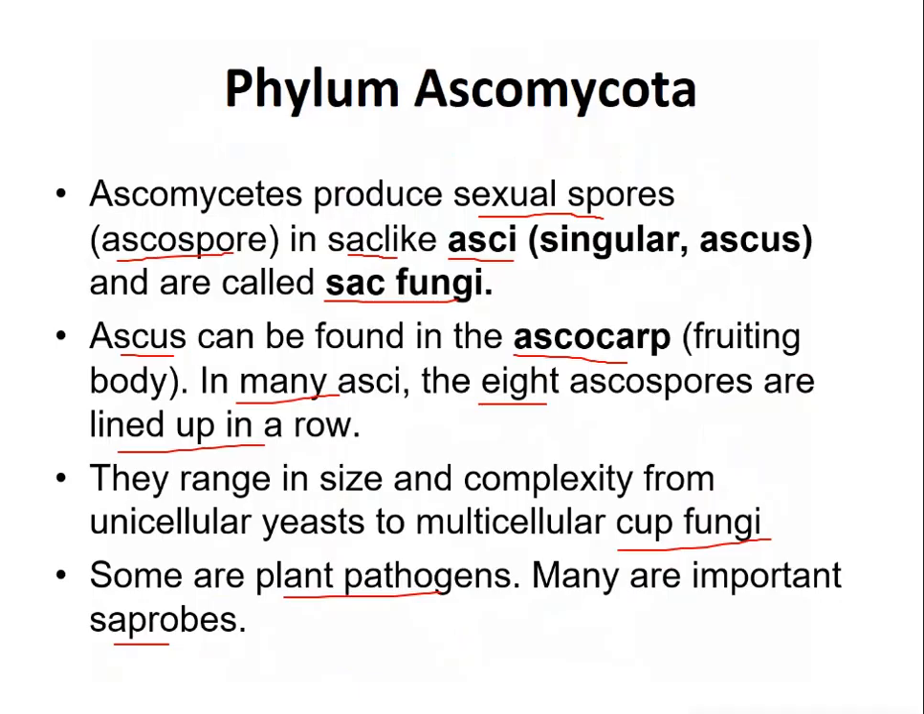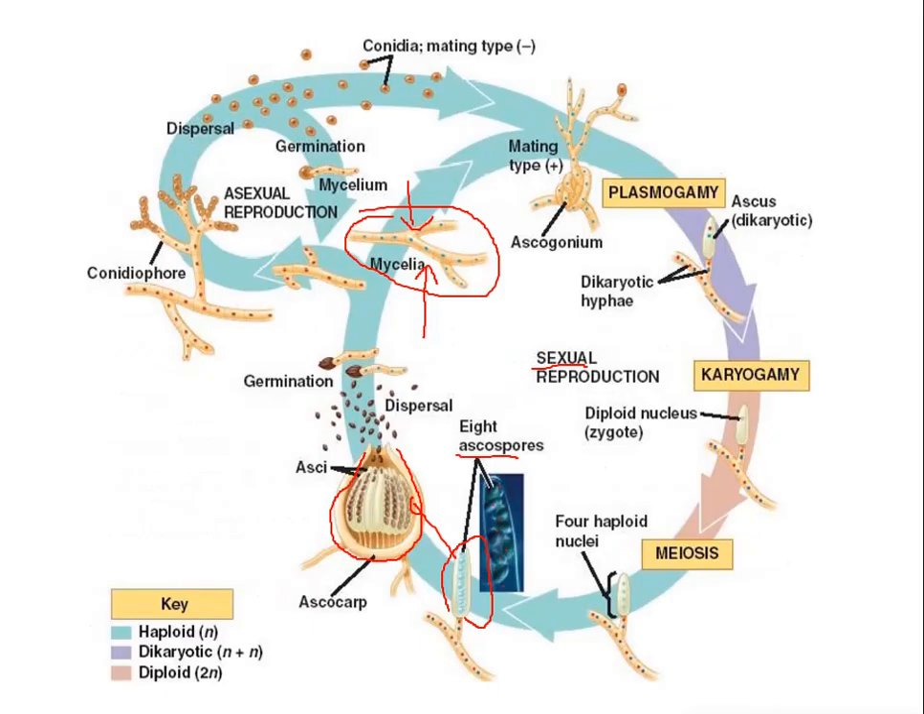What else? Okay, and then what about the asexual reproduction? You can see that in asexual reproduction, it will produce a type of spore known as conidia, right? So the conidia are found in the conidiophore. So this is the conidiophore.